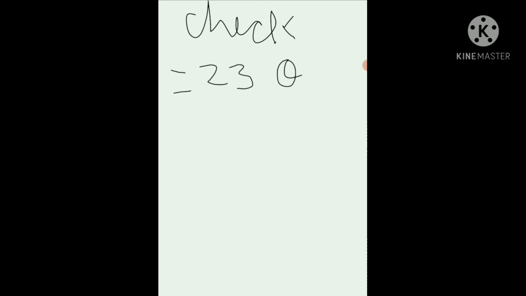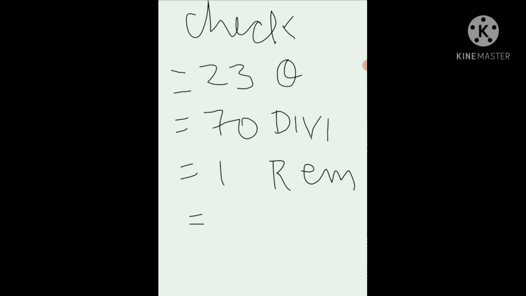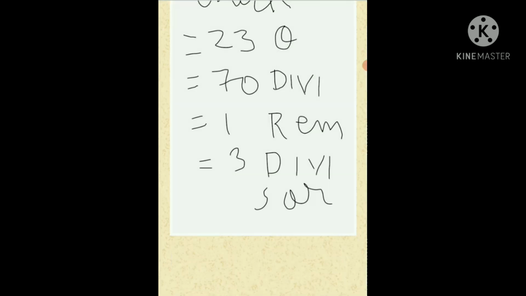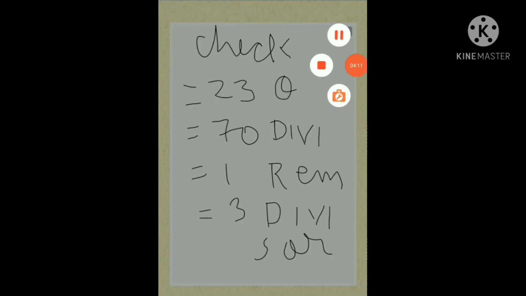70 is what? 70 is the dividend. 1 is what? 1 is the remainder. And 3 is what? 3 is the divisor. We will just follow it, and we will check.